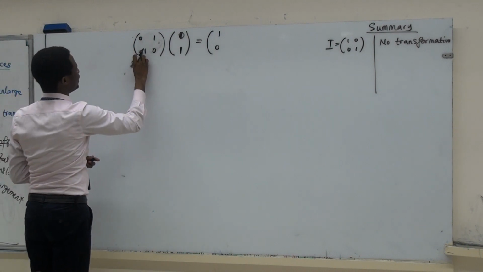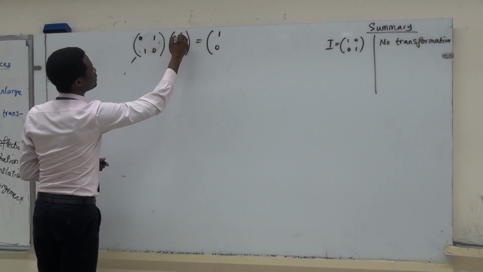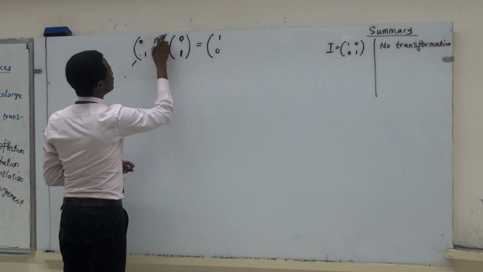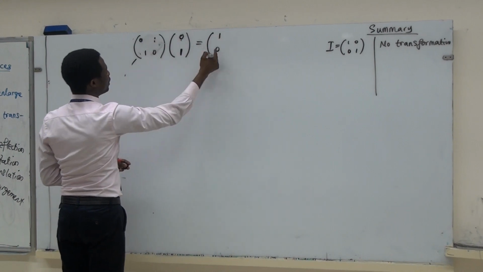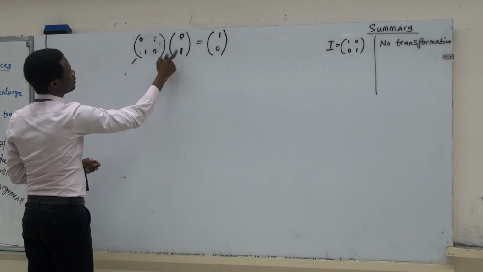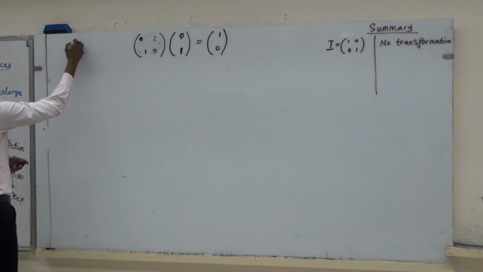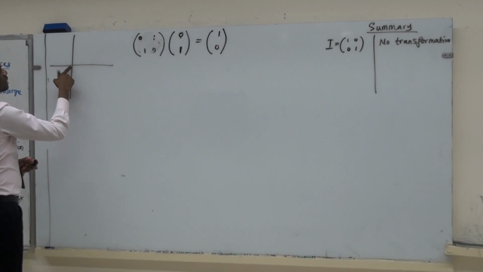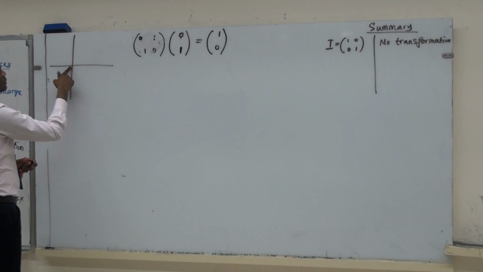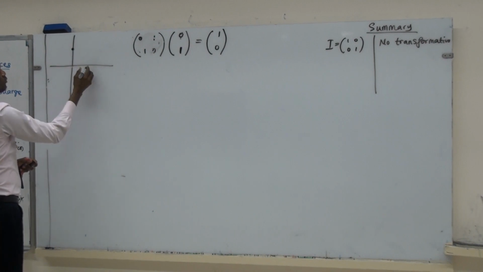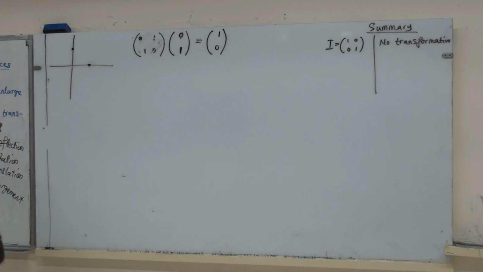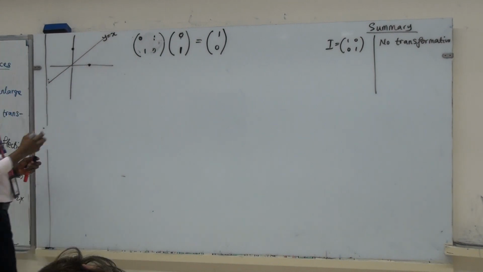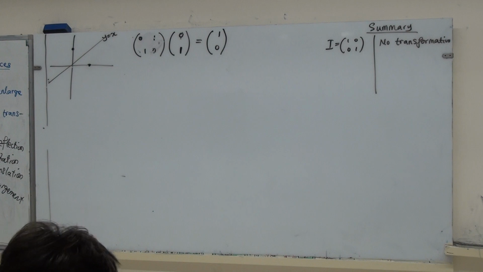So this first matrix, what did we agree that this one does again? If you do this, what do you get? 1. This is 1. And what about this one? 0. Is it 0? So if you look at that, when x is 0, y is 1 here. Then the reflection is here. So this is a reflection along y equals x. Did you see that? Yes.